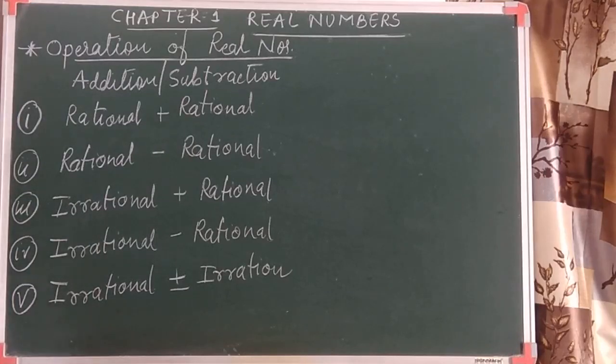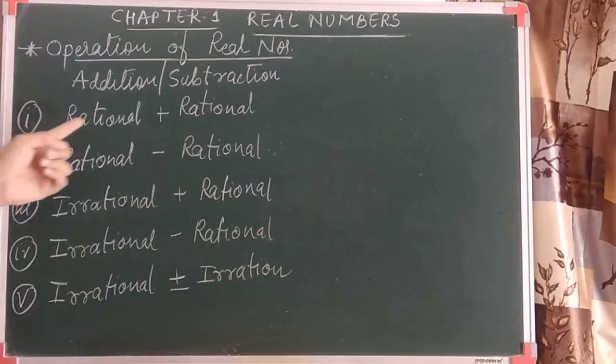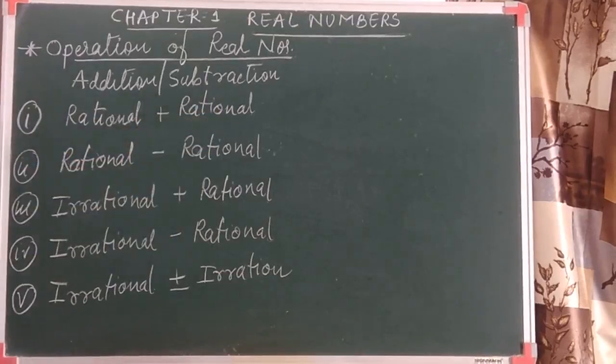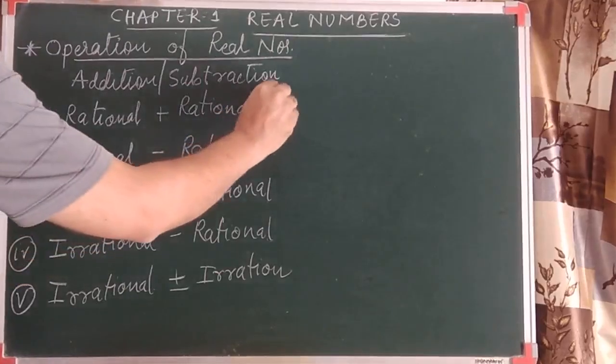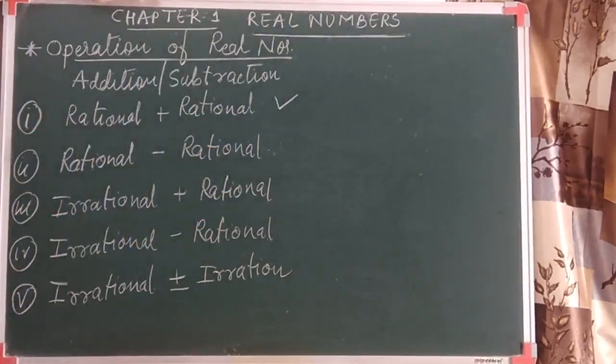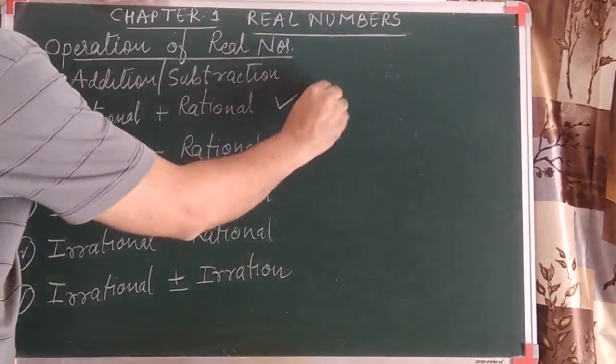So I have divided this into two parts. In this we learn about the addition and subtraction of rational and irrational numbers. So let us understand this. First I have written rational number plus rational number. What it says: is the sum of two rational numbers possible or not? We can say yes, it is possible. How? Let's understand by an example.